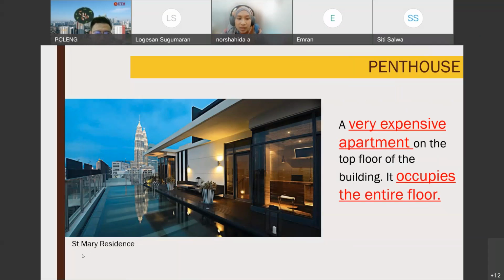Okay, you can see that this is Saint Marie Residence. Dia ada boleh nampak KLCC. Of course kalau rumah-rumah yang nampak KLCC ni pun kita tahulah harga dia bagaimana. Satu square foot dia punya harga pun dah, ribu-ribu lah. Okay.